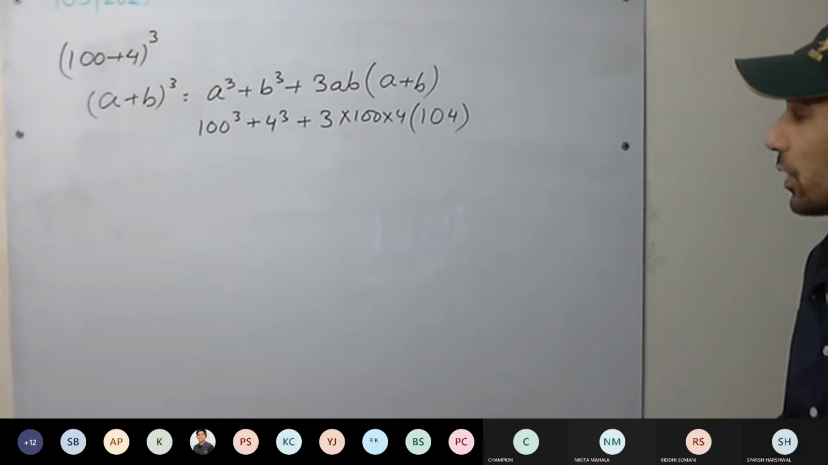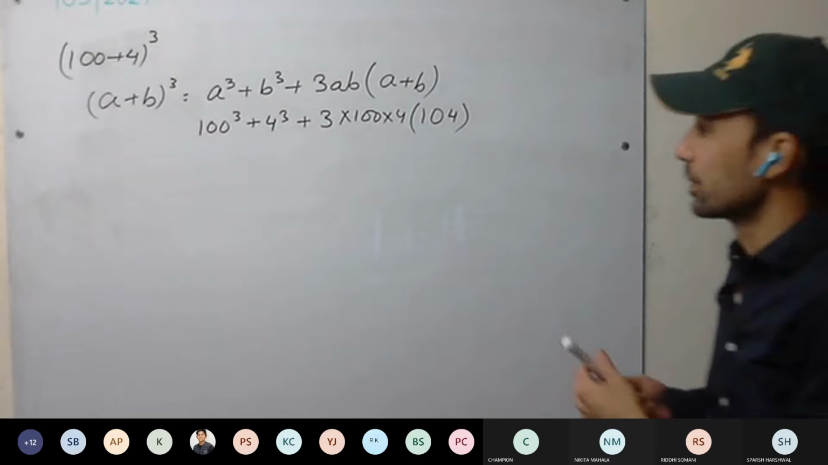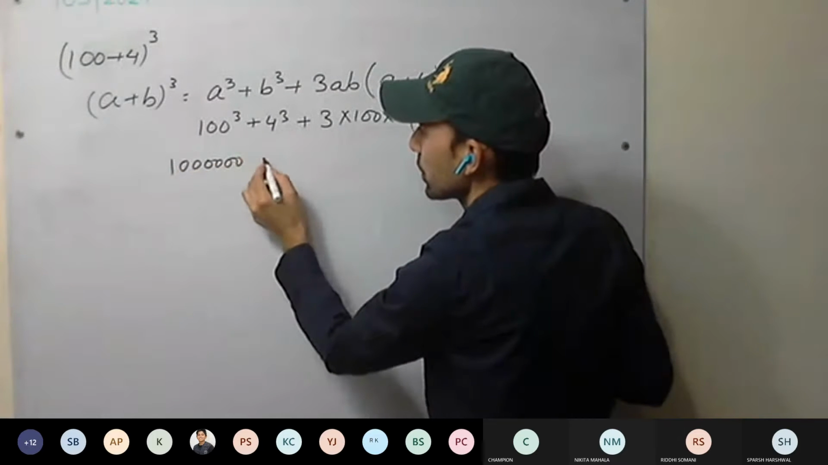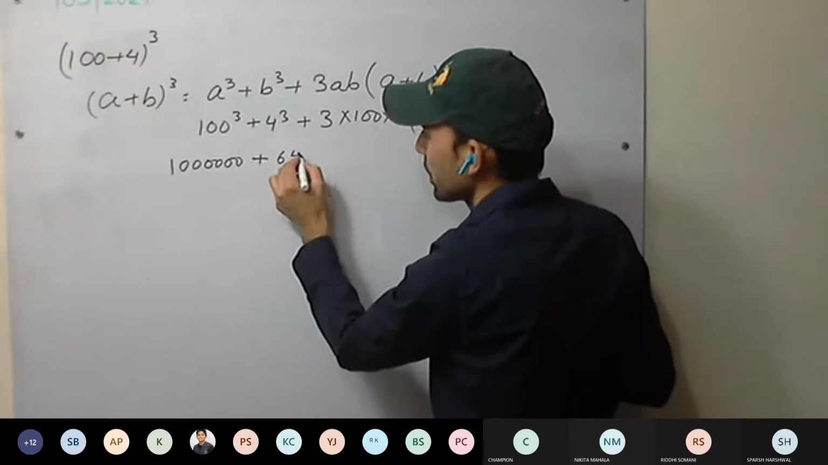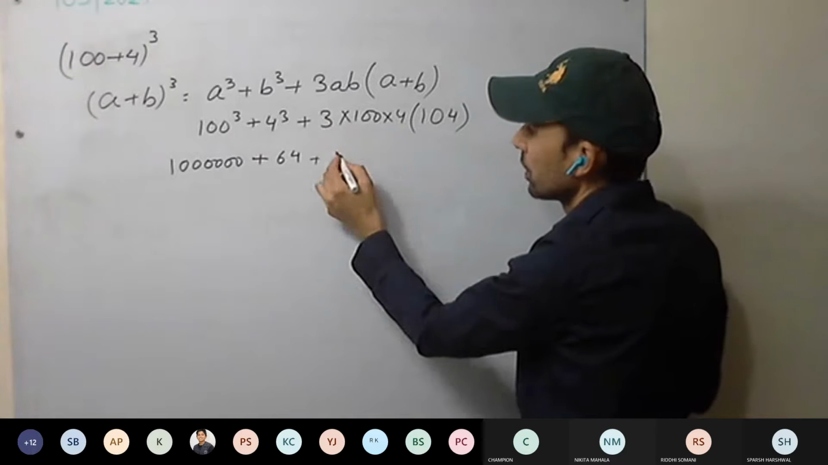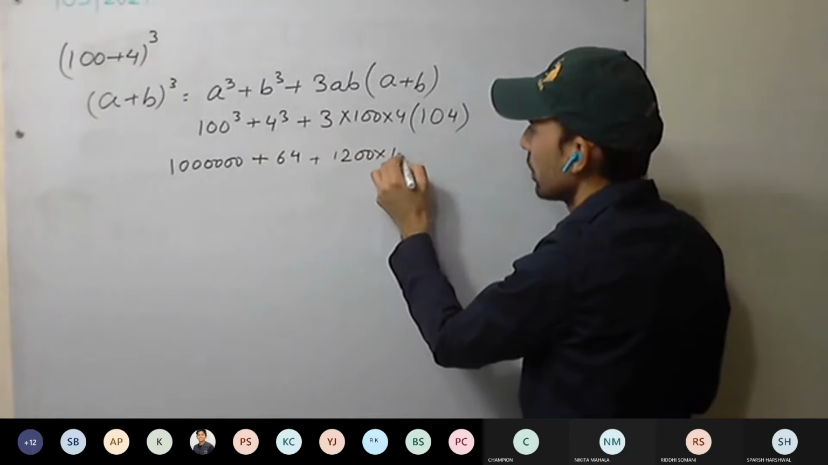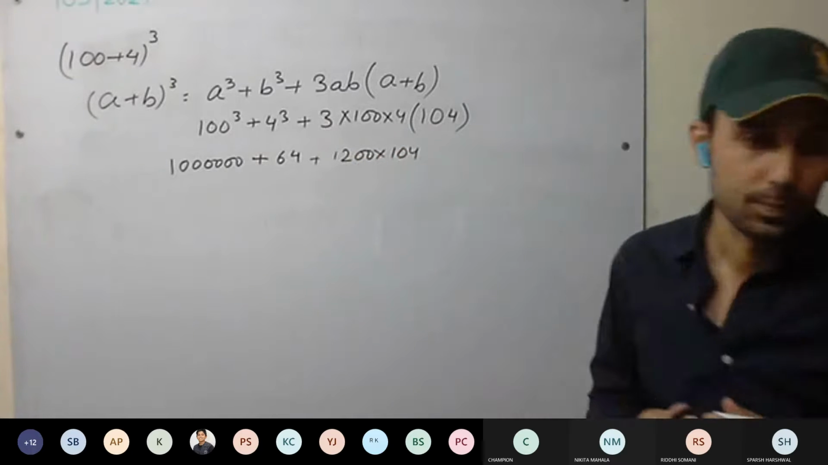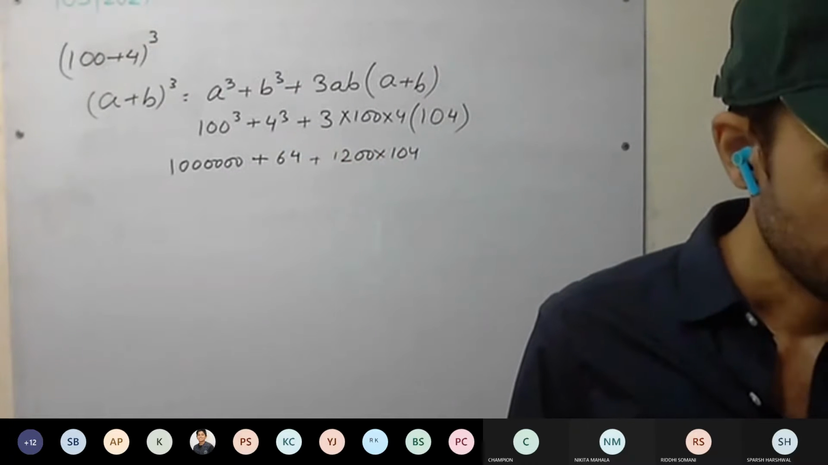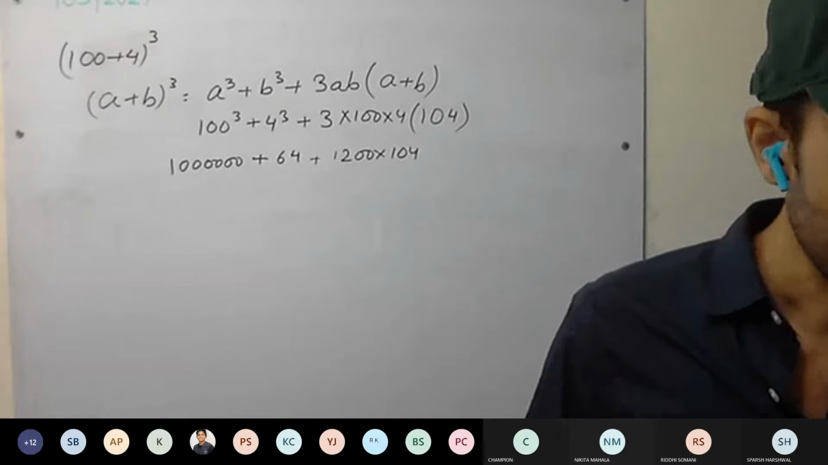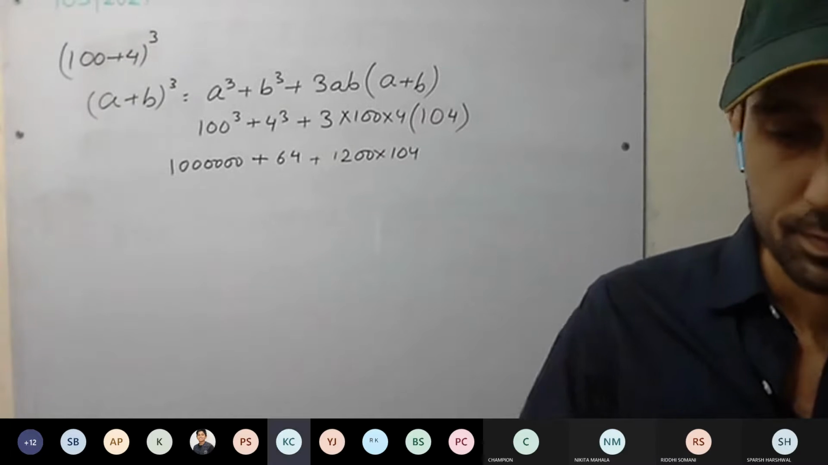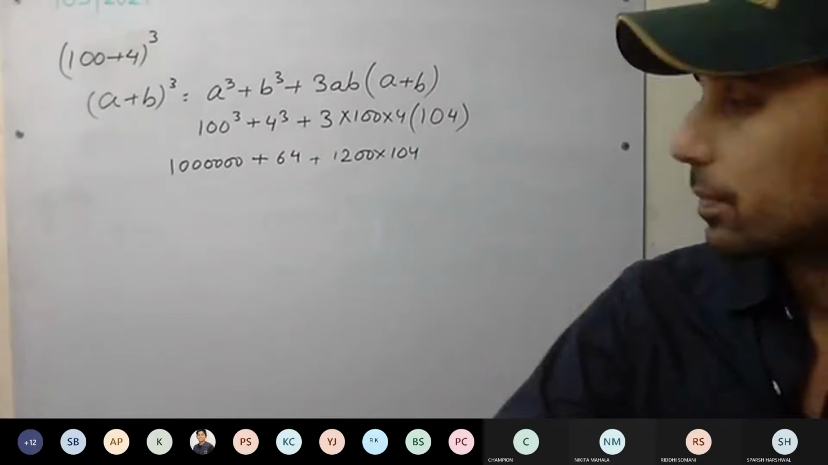Okay, now further you can solve. 3 into 100 into 4 is 1200, and 4 cube is 64, plus 104. Have you solved all? Yes, sir. Okay.